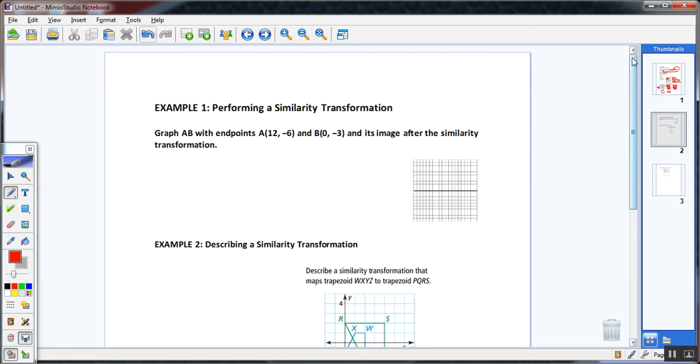It says graph AB with which points? A is 12. Okay, 12, negative 6. And B is what? 0, negative 3. So what I need to do, kids, is get you the transformation. Here's what we're going to do to this, kids. Of course, the graph only goes out... does it go to 12? I thought it went to 12. I might not be able to.